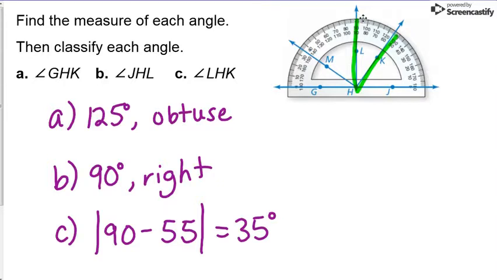So since this is obviously smaller than the 90-degree angle, this time I want to make sure that I look at the smaller number, not the bigger number on the top. Okay, so 90 minus 55, and take the absolute value of that, you're going to get 35 degrees. Okay, so if you look at this, does this look like a 35-degree angle? Hopefully it does to you. Hopefully you understand it's 35 degrees and not a huge number. So what kind of angle is this? It is called an acute angle.